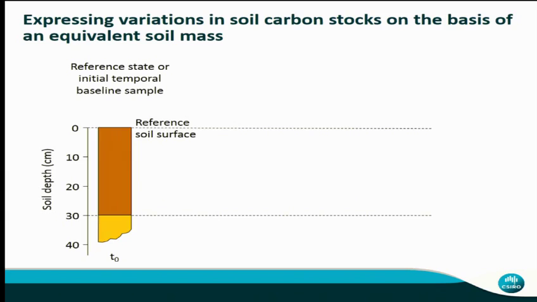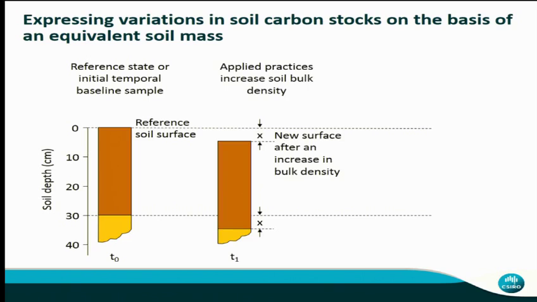I'll then show you in this experiment, or these trials that we ran, how important it actually is and what difference it makes. So here's our reference state. We've gone out at time 0 to do our baseline sampling. We've sampled to 30 centimeters. Let's just say through time now we're going to go back at some time in the future, T1, and sample it again. But let's say that management practice has induced a compaction in the soil. So the surface is now a little bit lower than it was before.